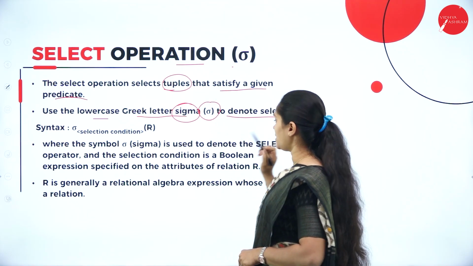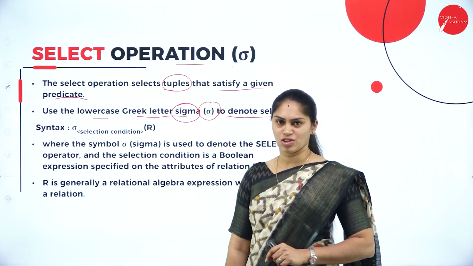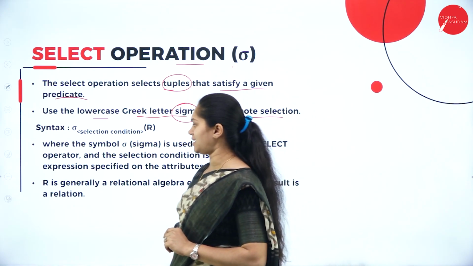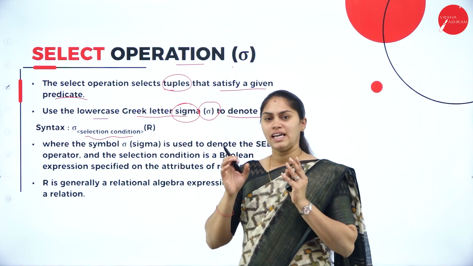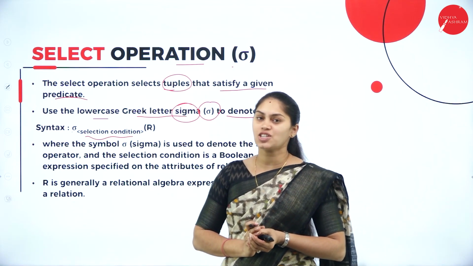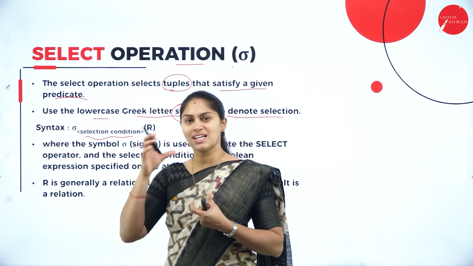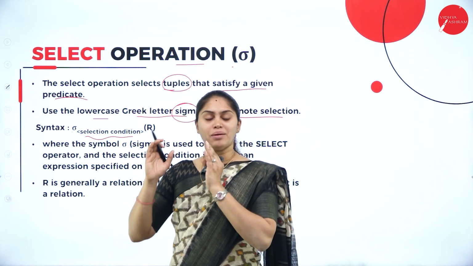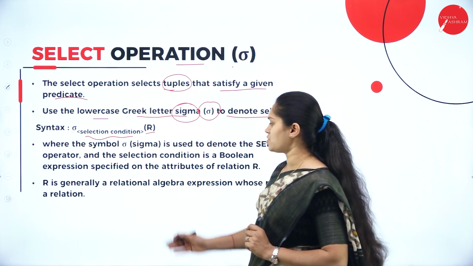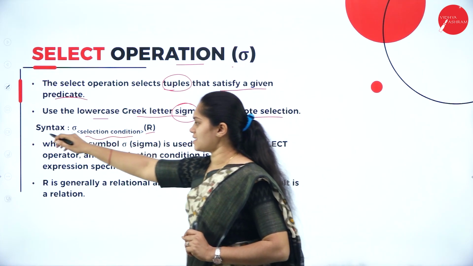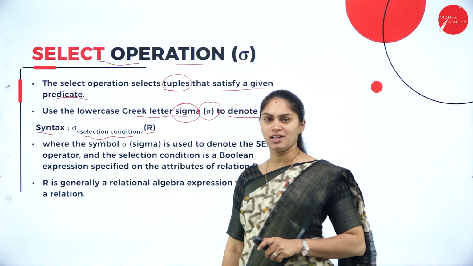That symbol is going to be used in order to perform this selection operation. So here you can see the syntax. Here we have to use the sigma and a selection condition. In the subscript we have to write the selection condition, on what condition we are selecting the particular tuple from the relation. Here R specifies the name of a table. So we are going to use this syntax in order to perform the select operation.